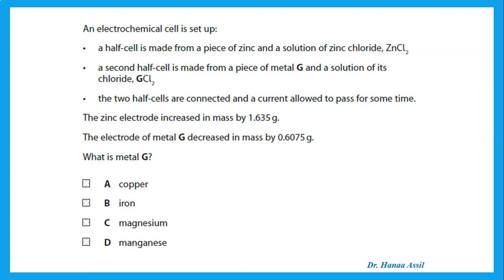Now, what is G? Remember that the one that increased in mass is the one where more zinc was formed. And that means that G must be a metal that is more reactive than zinc, a better reducing agent, so that it is the G that will lose electrons and become ions, so it will decrease in mass. So the one here that is more reactive, a better reducing agent, would be magnesium.